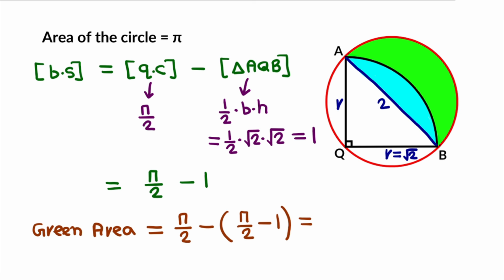Now simplify. We get pi divided by 2 minus pi divided by 2 plus 1. And look at that! The pi over 2 terms cancel completely. They're gone. All that's left is 1. So the exact area of the green shaded region is exactly 1 square unit.